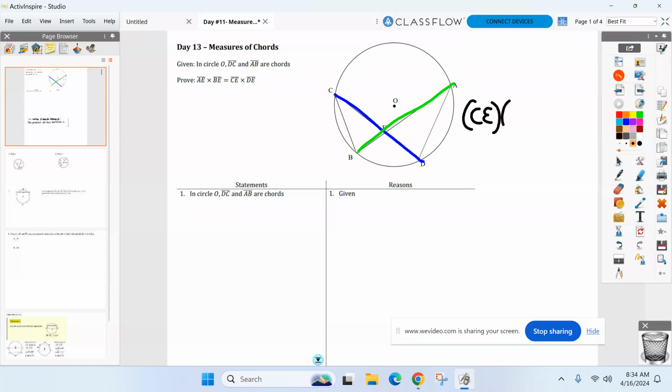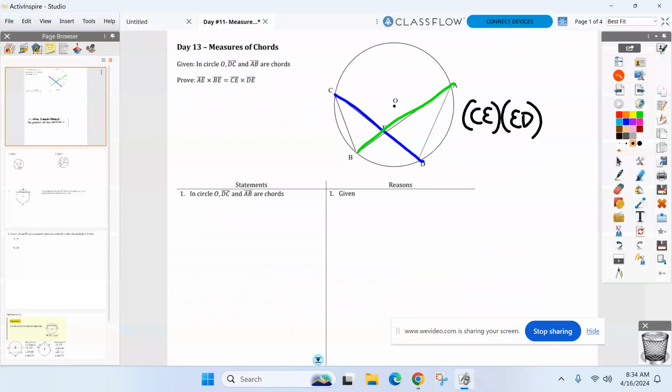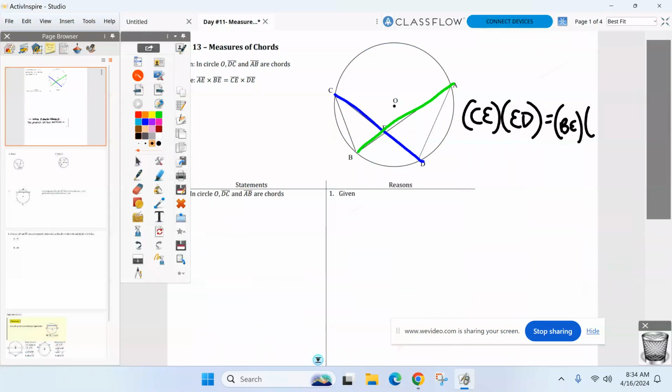So CE times ED. I multiply those two parts, and now take a look at the other chord that's being intersected. It is also broken up into two parts. So name AEB is broken up into what two parts now? Brendan, what are they? Yeah, good. So these two multiplied equal the other two parts. BE times EA. That's how this works. Two chords intersect. Part times part equals part times part.